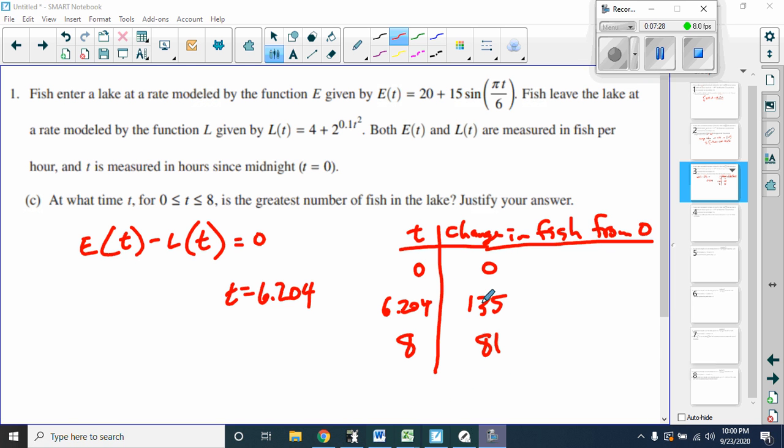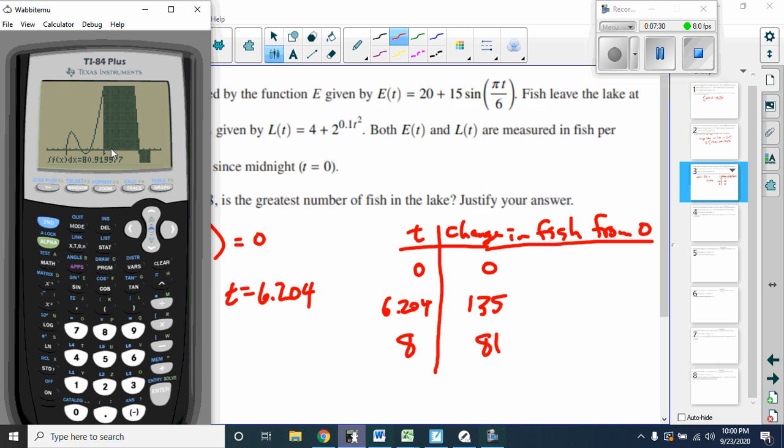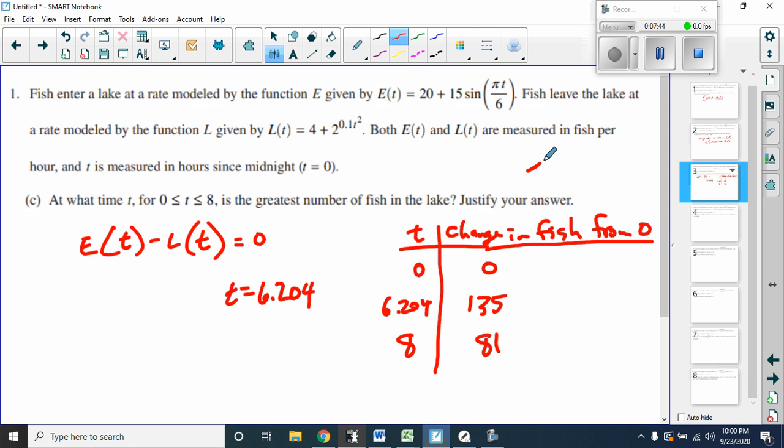Another way you could justify it is by stating that E of t minus L of t is only positive, so we are only gaining fish until time 6.204, and then we only lose fish until time 8. So if a function is only increasing and then only decreasing, the relative maximum right there has to be the absolute maximum as well.